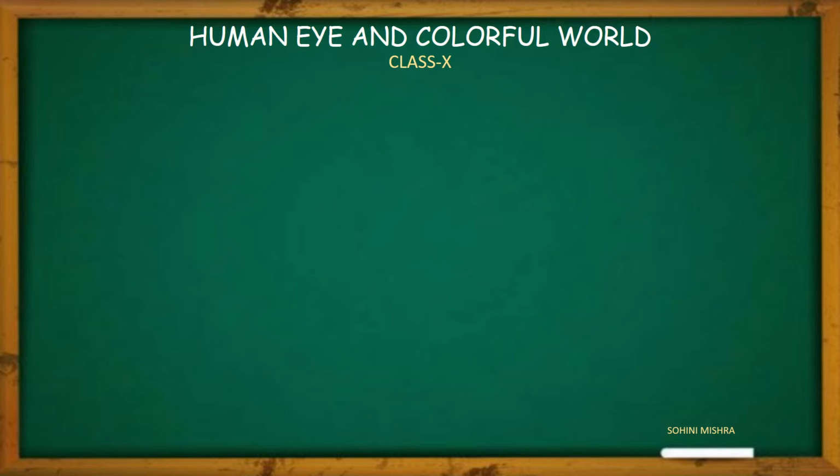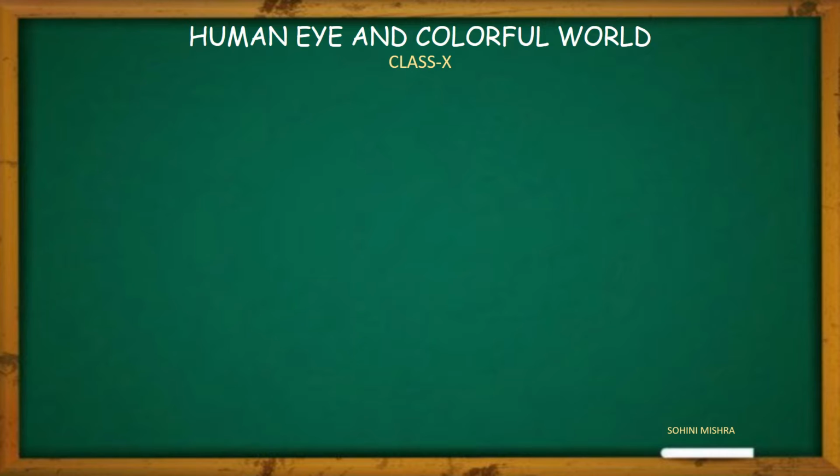So, in our previous class, we have already completed the light chapter. This class, we'll be studying this chapter, that is Human Eye and Colorful World. As all of you know, the human eye is a very important part of us. Not only for us human beings, but also other mammals, other vertebrates, other animals. For everyone, the human eye is an important part.